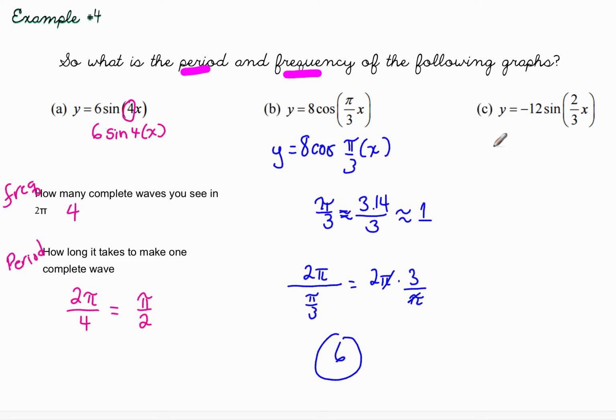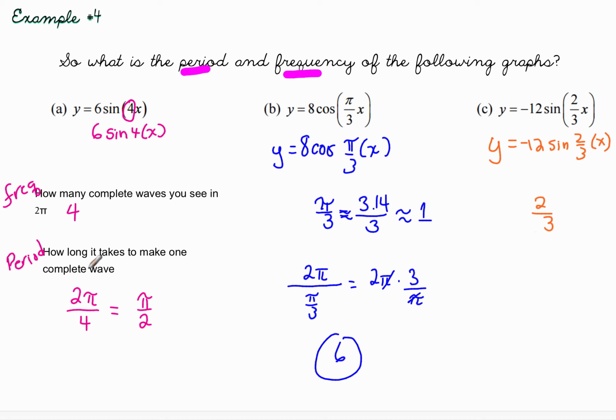And the last one, well, I'm going to rewrite this. Y equals -12. Oh, thank goodness they're not using radians anymore. They're using a number that I like. It's really radians, but we're not going to tell you that. It's an exact. So how many complete waves do you see in 2 pi? According to this, I should see 2/3. So my frequency is 2/3 of a wave.